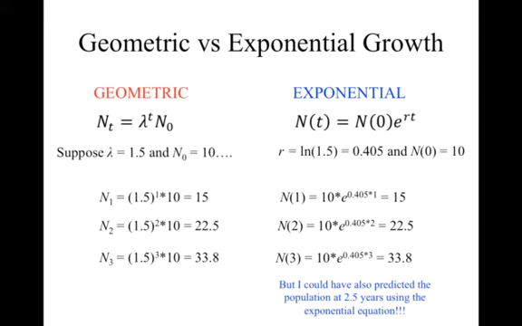I can't predict that with the geometric growth equation because it ignores anything that might happen between year 2 and year 3. It says nothing happens, there's no breeding until I hit year 3, and then I have a pulse of breeding. Okay, and so that's how they're related.